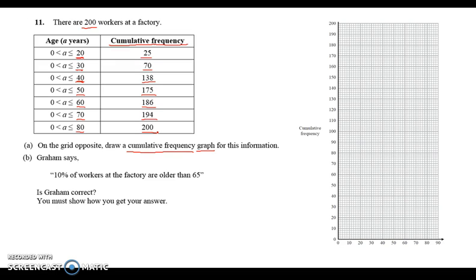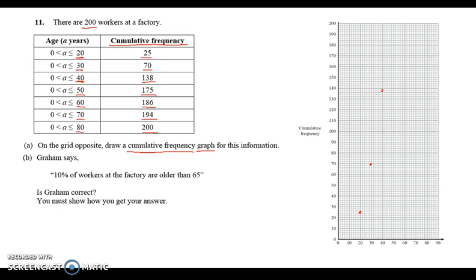So let's try and do this nice and quickly. So 20, 25, there are 25 people that are less than 20 years old. So we'll put a dot there. There are 70 people that are less than 30. So that's nice. That'll be on the line. 70 there. 138 are less than 40. So 138. There's 5 squares for each 10. So each square is worth 2. So we'll drop down 1 square for 138.